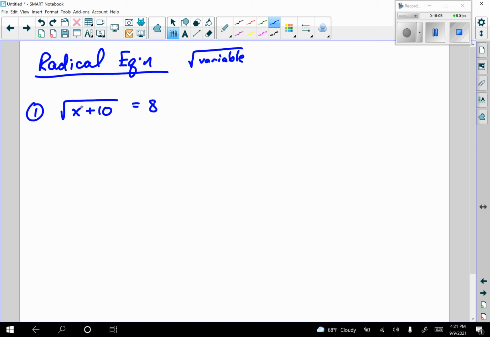So what we want to do, kind of like the absolute values, we want to isolate the radical, and in this particular example it already is. So we want to get rid of this. The way we get rid of a square root or a radical is to square both sides. So now this becomes x plus 10 equals 64. Subtract 10, so then we get 54.